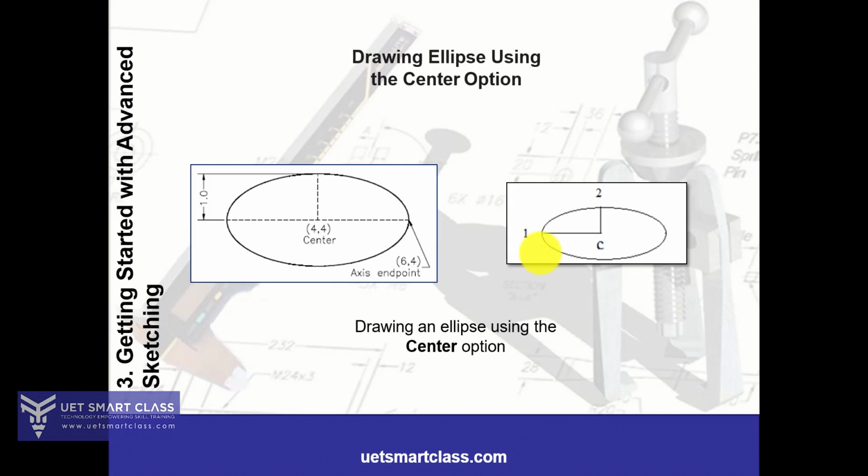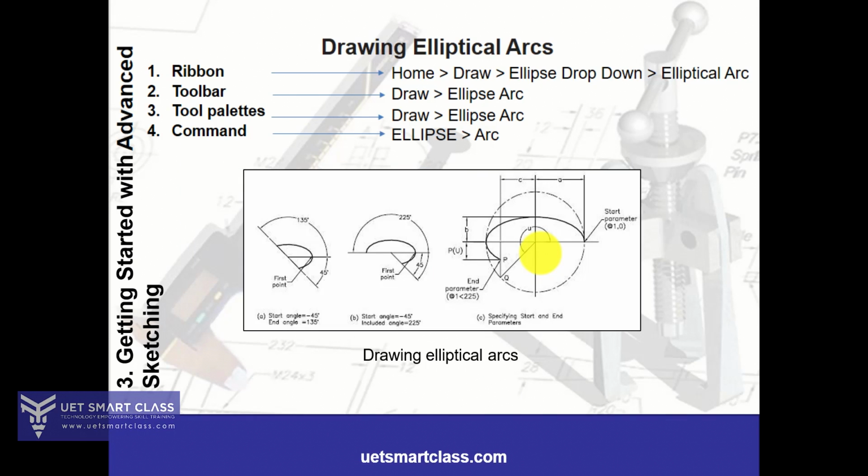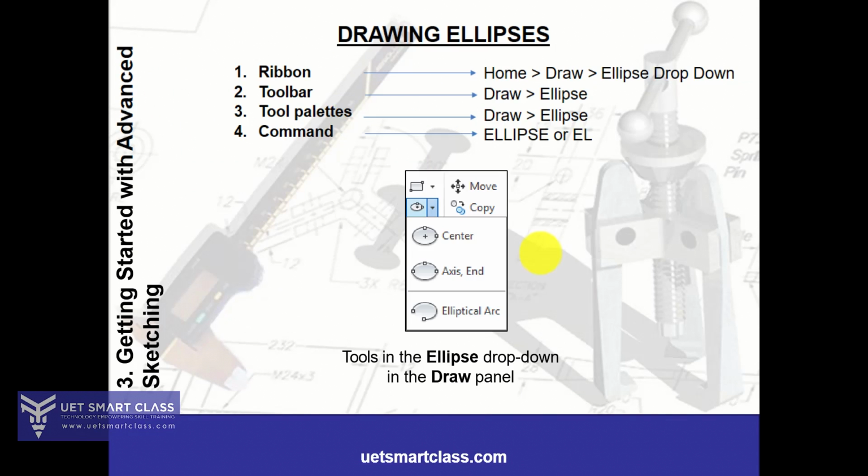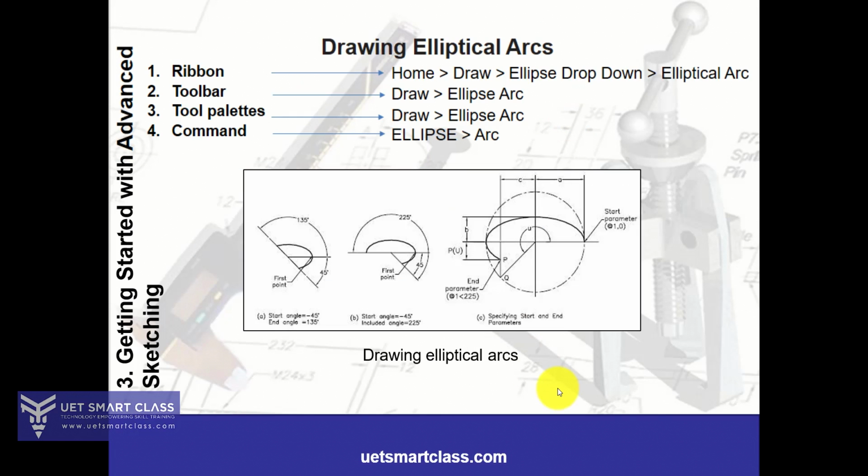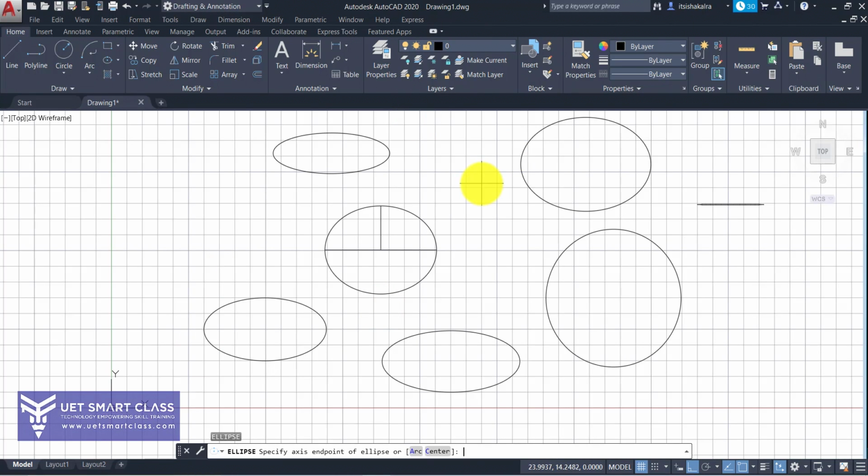Now coming to the third part, which is elliptical arcs. If you see, the third is elliptical arc in your drop-down menu. Again, the same command would be there to invoke ellipse drop-down, and you can go to elliptical arc, or in toolbar, it is separately ellipse arc, tool palette also, and in command line same ellipse, and then you have to select arc. See, when I type EL, there is one more option parameter here, arc. When I click on arc, now my elliptical arc option is invoked.